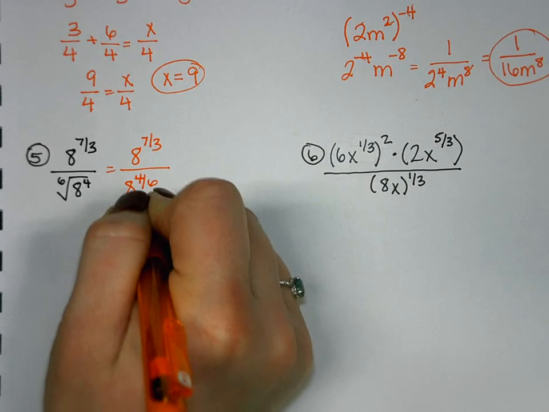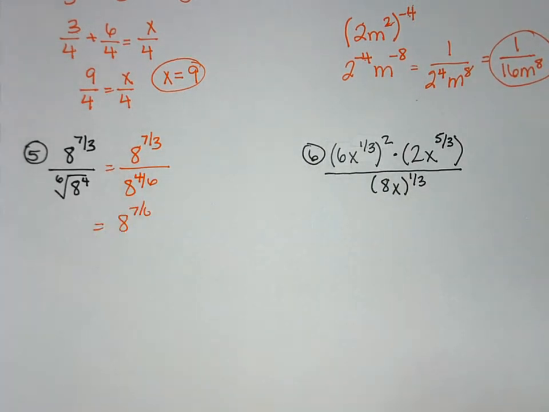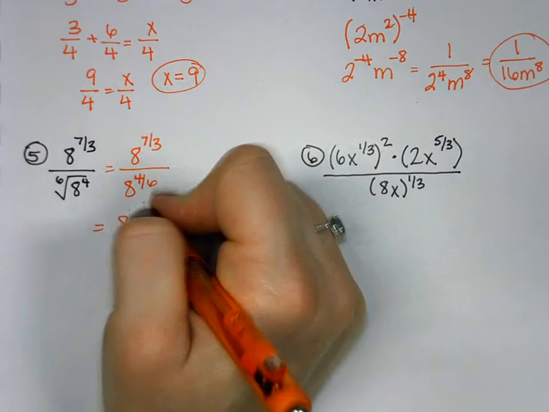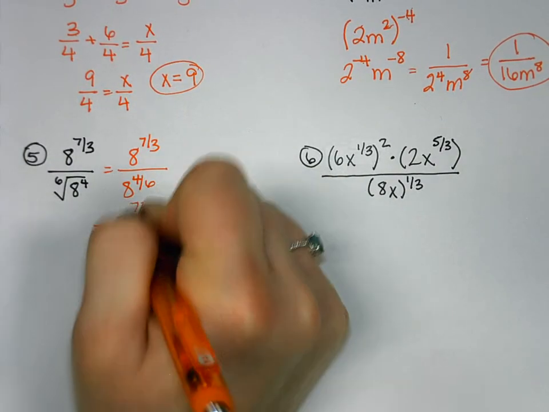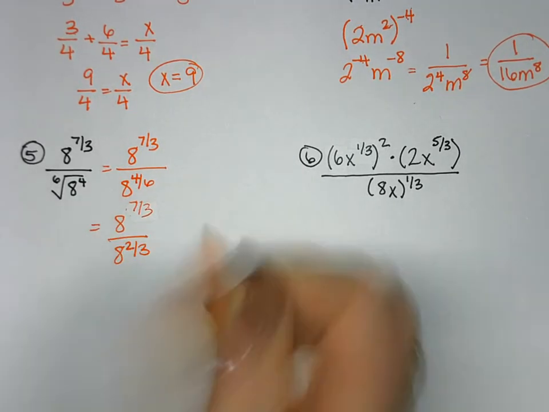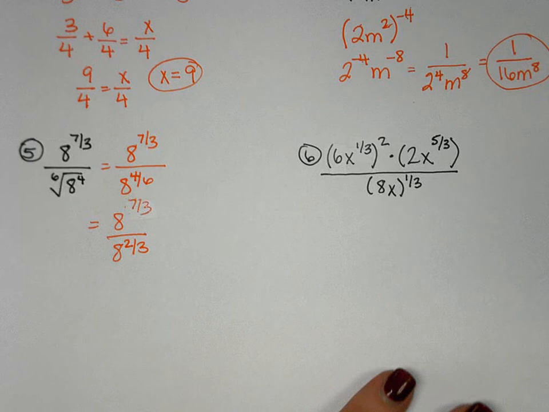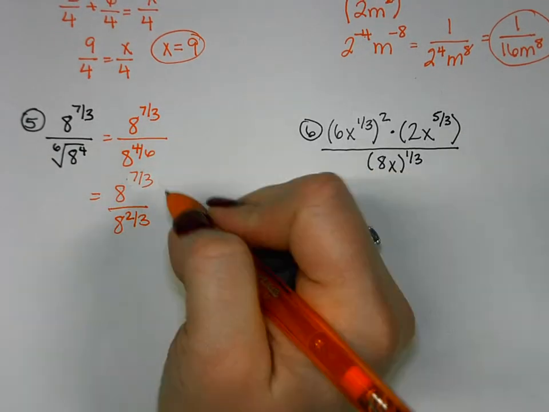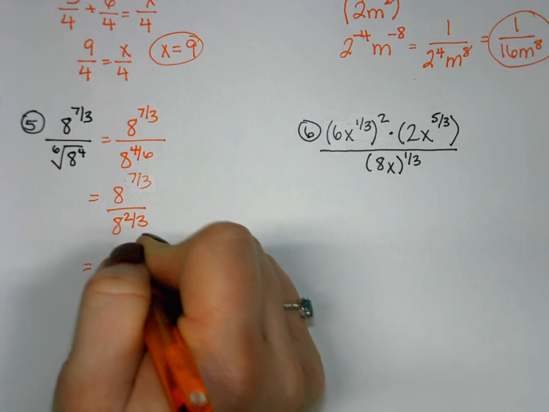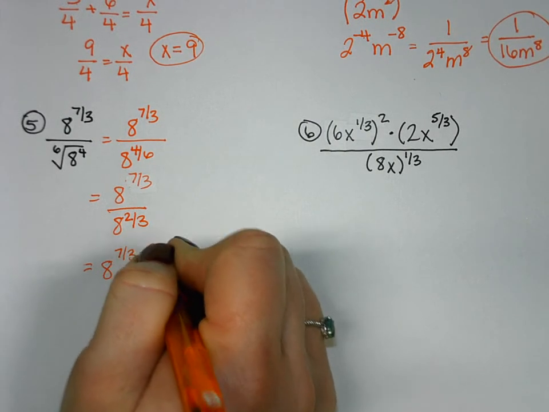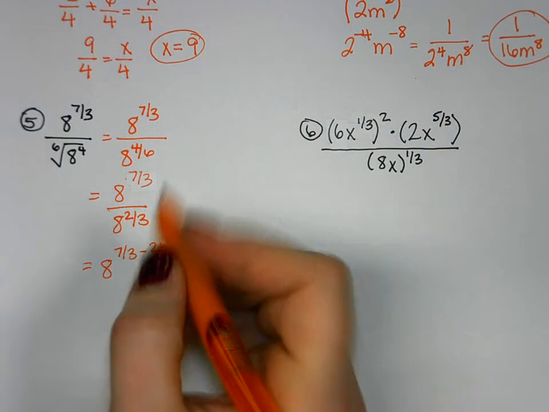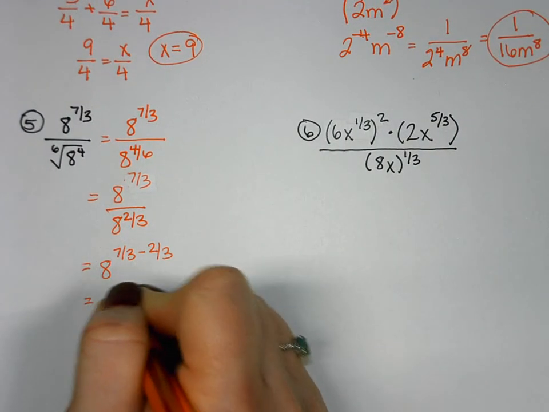So what is 4 divided by 6? 2/3. So we'll have 8 to the 7/3 over 8 to the 2/3. Because it's division, we're going to subtract the exponents. So we'll have 7/3 minus 2/3. So what's 7/3 minus 2/3? 5/3.